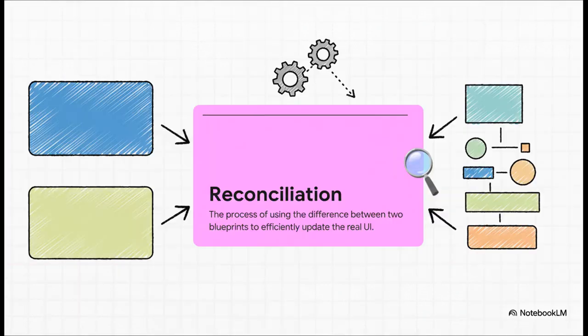That's it. And this whole smart process, it has a name. It's called reconciliation. It's the whole act of taking the differences it found during that diffing step and using them to update what you actually see on the screen in the most efficient way possible. It's literally reconciling the real screen with the new blueprint.